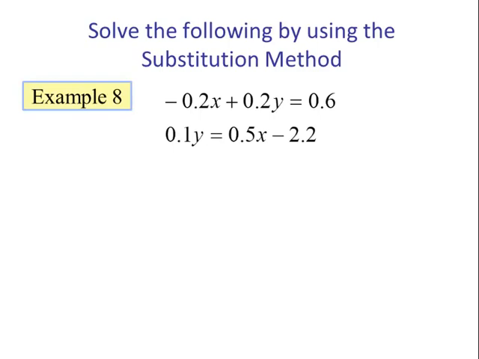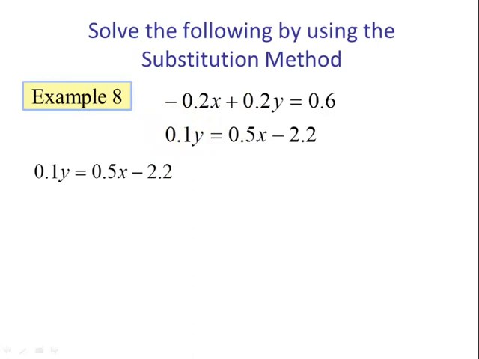Example 8. Negative 0.2x plus 0.2y equals 0.6. And we have 0.1y equals 0.5x minus 2.2. So here's our first example involving decimals. I'm going to take the second equation and I'm going to multiply everything by 10, so that way this coefficient becomes a 1.